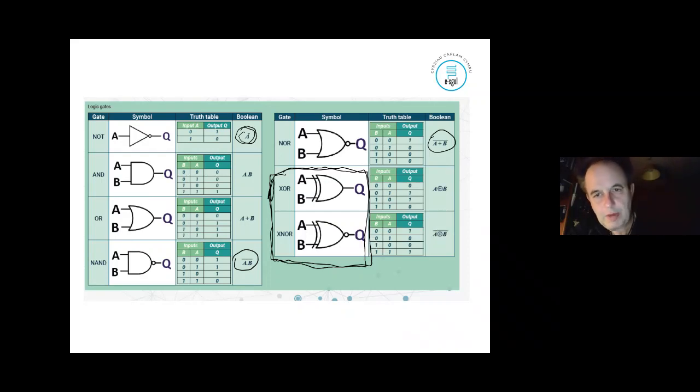Also, please remember when you're drawing gates, if there's a circle at the end of the gate itself, such as the NOR there, the XNOR there, and the NAND one there, those circles represent a NOT function. So please make sure you learn all of those truth tables.